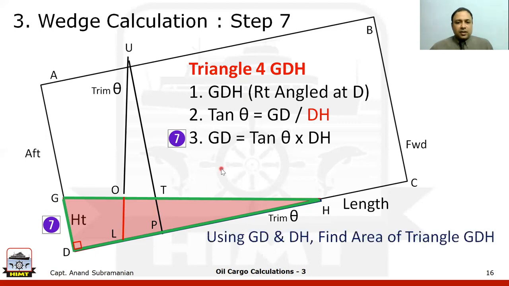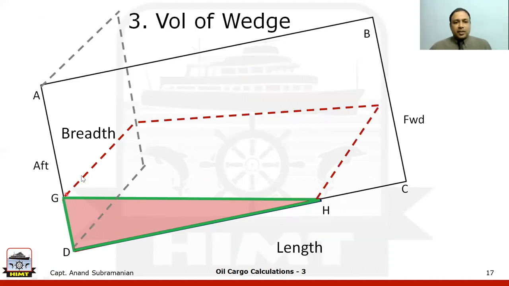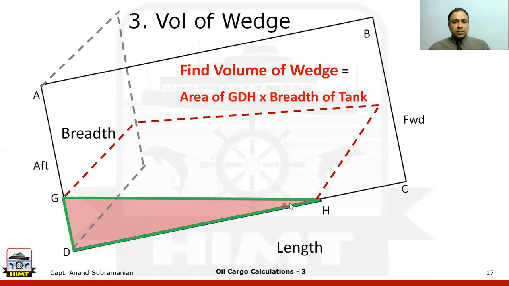Once we have GD and DH, now we can easily find out what is the area of this triangle. So what is the area of a triangle? The formula is half into altitude into base. That is, area is equal to half into the altitude, which is GD, into base, which is DH. So from here we can find out what is the area of this triangle which is marked over here. Once we find out the area of this triangle, we can multiply that by the breadth of the tank, and this becomes like a three-dimensional picture now. So to find the volume of the wedge, it is the area of the triangle GDH, which is marked in brown color, into the breadth of the tank. So here finally I've got the volume of the wedge now.